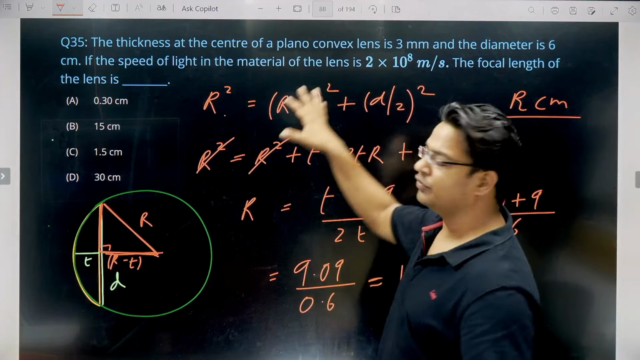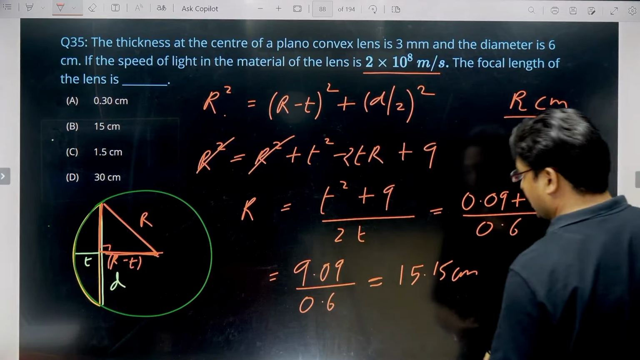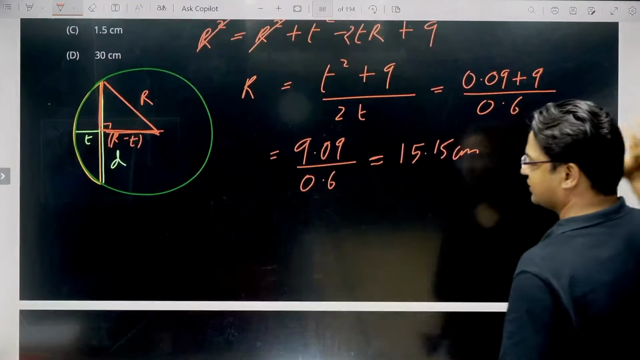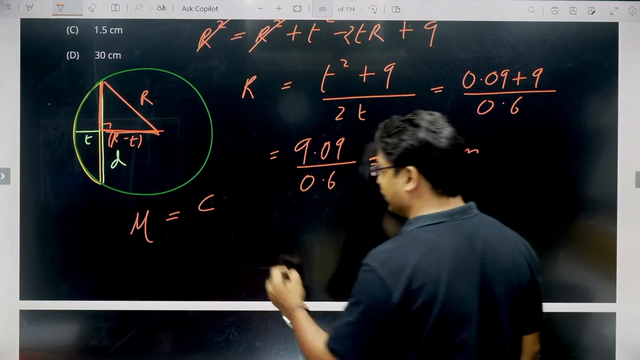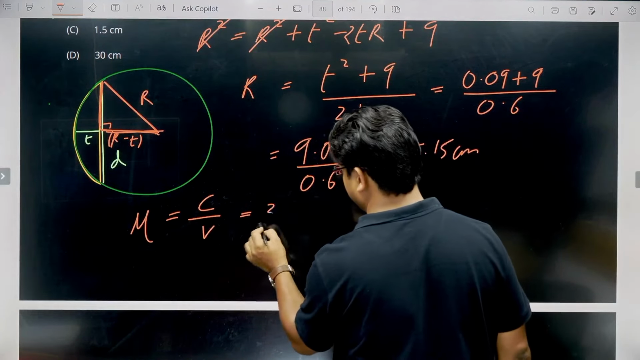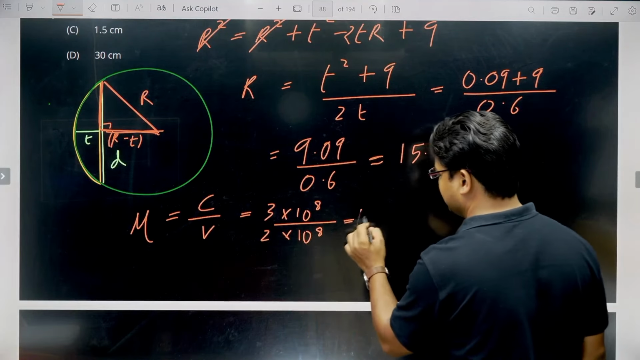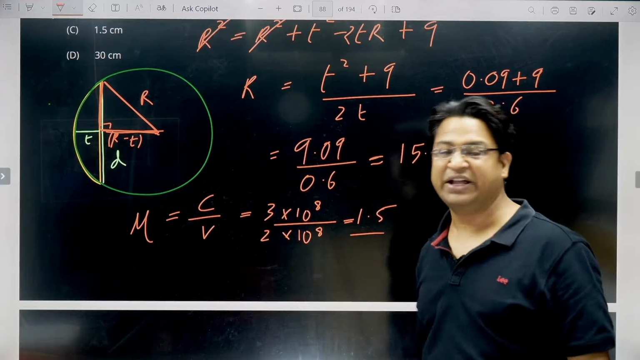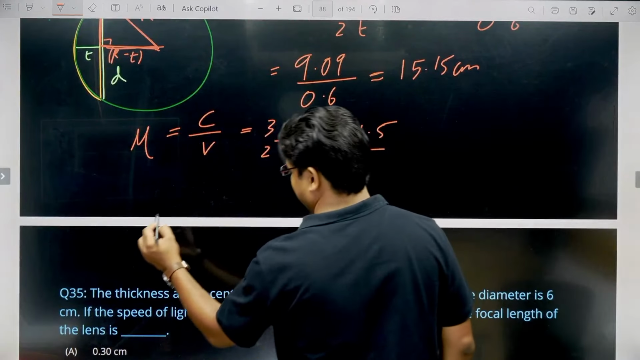The question is asking for the focal length, and we also have been given the speed of light in the material. So using this information, you can figure out the refractive index. So how is the refractive index defined? A refractive index is speed of light in a vacuum divided by speed of light in the media. So this will become 3 into 10 raised to power 8 divided by 2 into 10 raised to power 8. So that is 1.5. Now you have the refractive index, you have the radius of the curved surface. The other surface is plane because it's a plano-convex lens. Now you can use the lens maker's formula to find out the focal length. So I'll do it here.